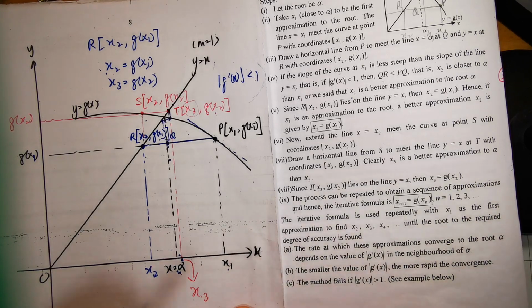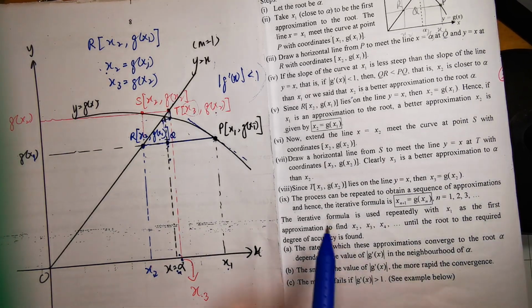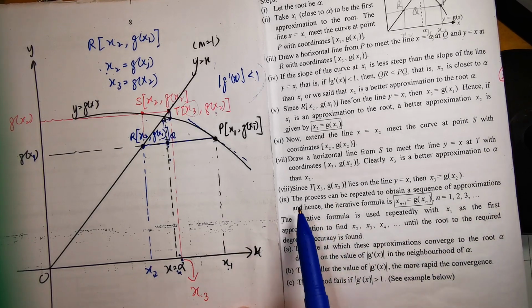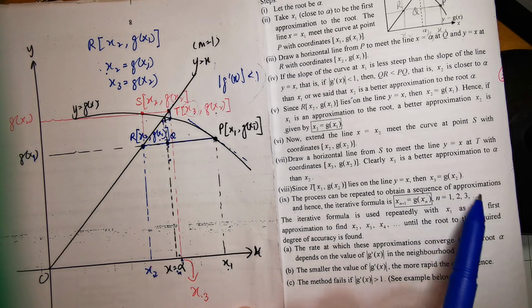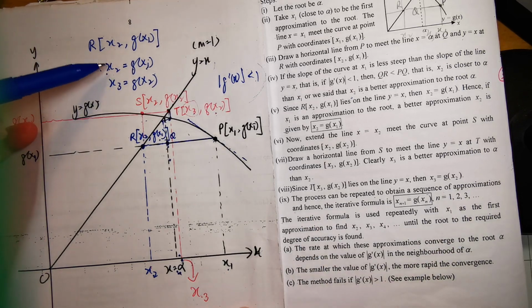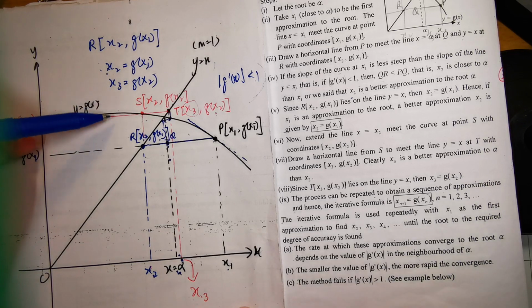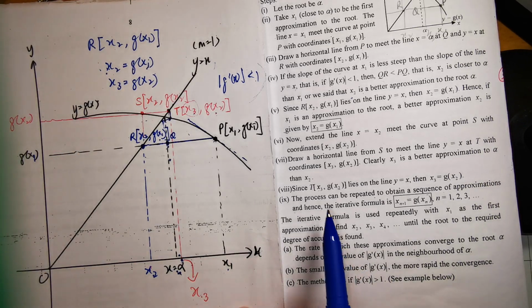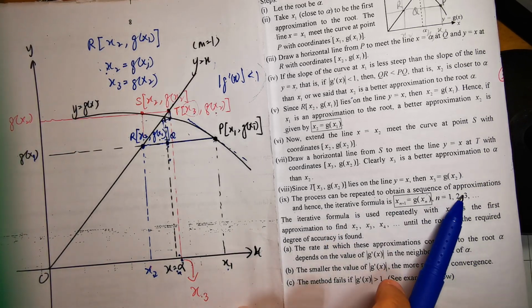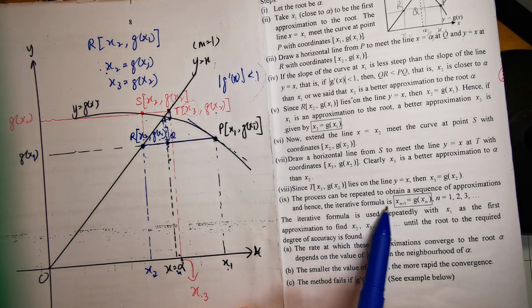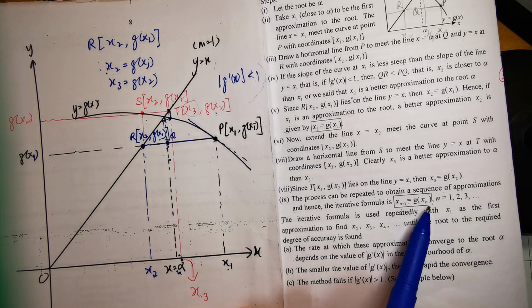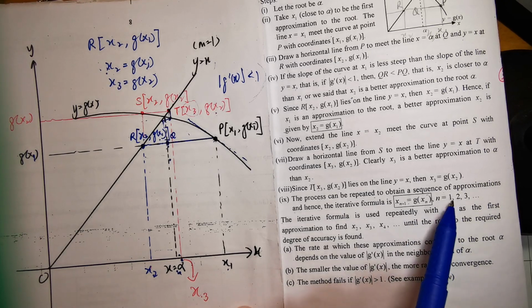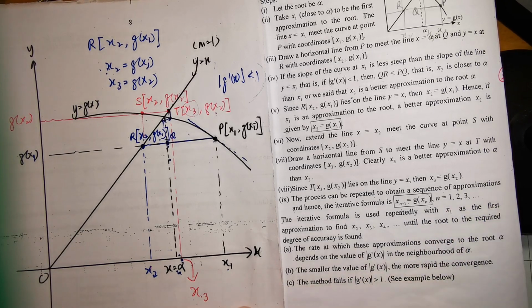Okay? Alright, now we see. So you see, the process can be repeated to obtain a sequence of approximation. Means from x1, you get x2, you get x3, and following. So a sequence of approximation. And hence, the iterative formula is x(n+1) equals g(xn). What is the n? n is from 1, 2, 3, and following.